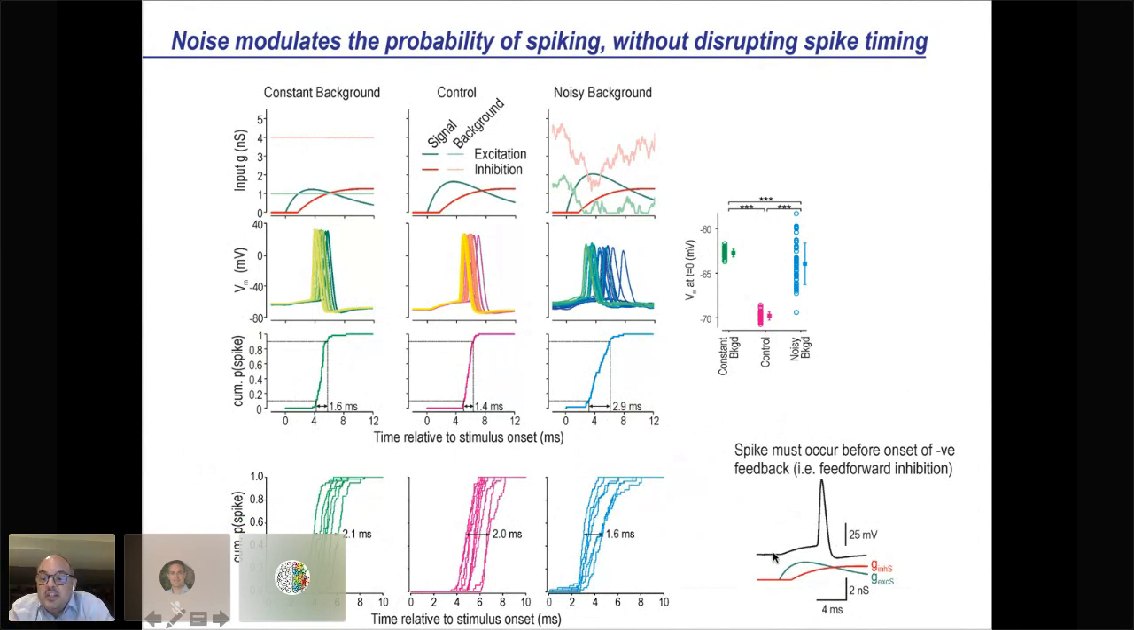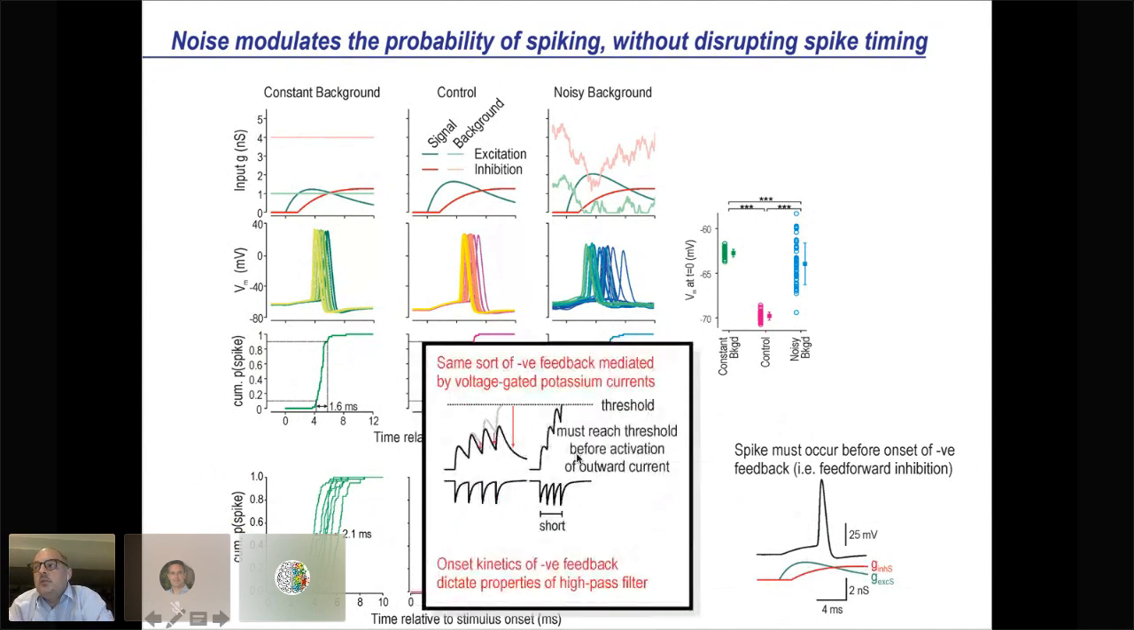And what you need to appreciate, though, is that this spike has to occur before the onset of this negative feedback, right? So you have this pretty abrupt excitation, and then it's going away, and then you have this inhibition that's kicking in. And that's actually very similar to what I told you about in the context of coincidence detectors, where they had a negative feedback on the basis of voltage-gated potassium currents. Now it's negative feedback on the basis of this feed-forward inhibition. But the idea is that the onset kinetics of the negative feedback, regardless of how it's implemented, can dictate the properties of this high pass filtering.